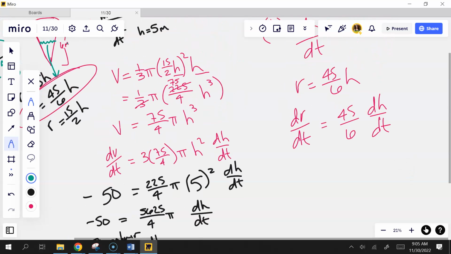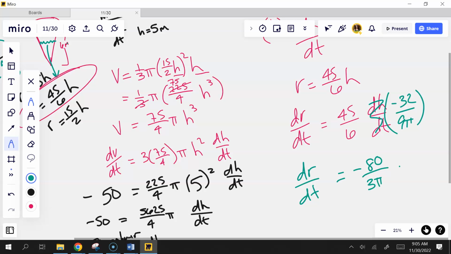Negative 32 over 9 pi should give me dr/dt. So dr/dt is, calculator, 45 over 6 times 32 over 9, 80 over 3, 80 over 5 centimeters. Smart. I was about to do one more work.